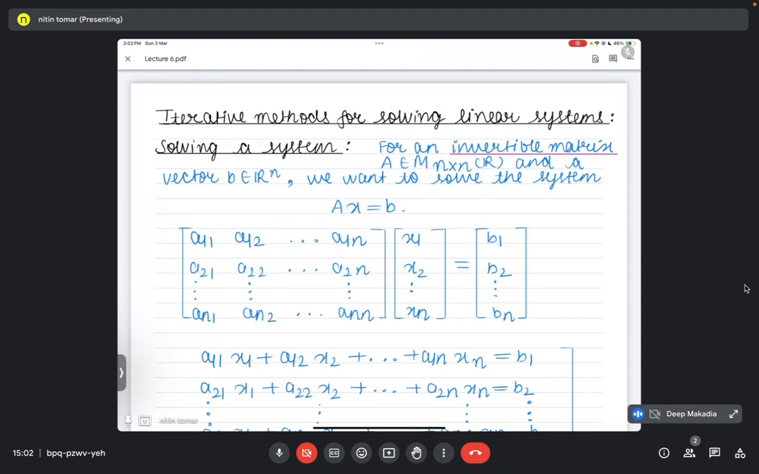In today's lecture, we will see some iterative methods for solving linear systems. As we have discussed before, there are methods which help us to recover the solution of a linear system.